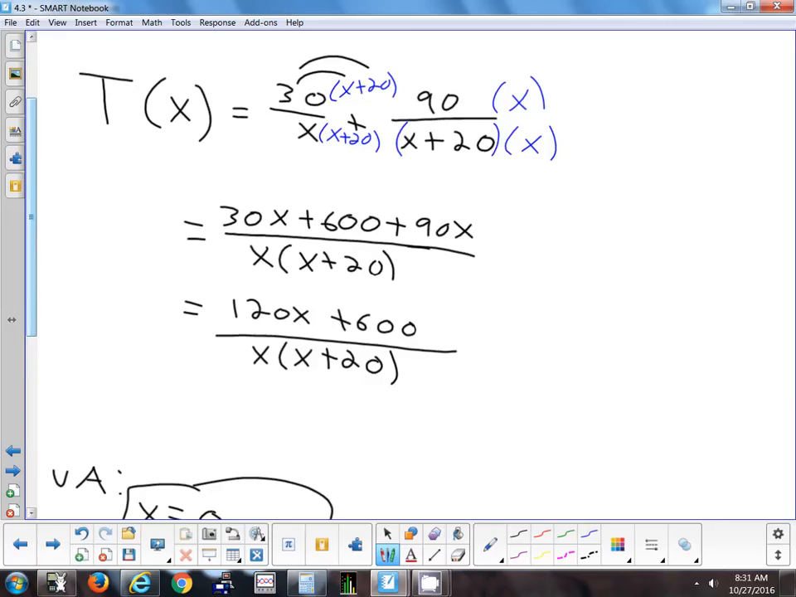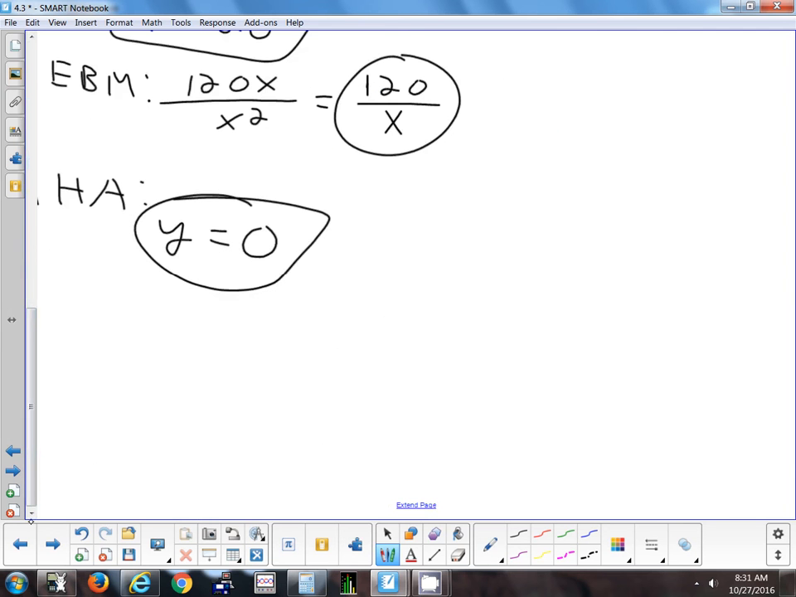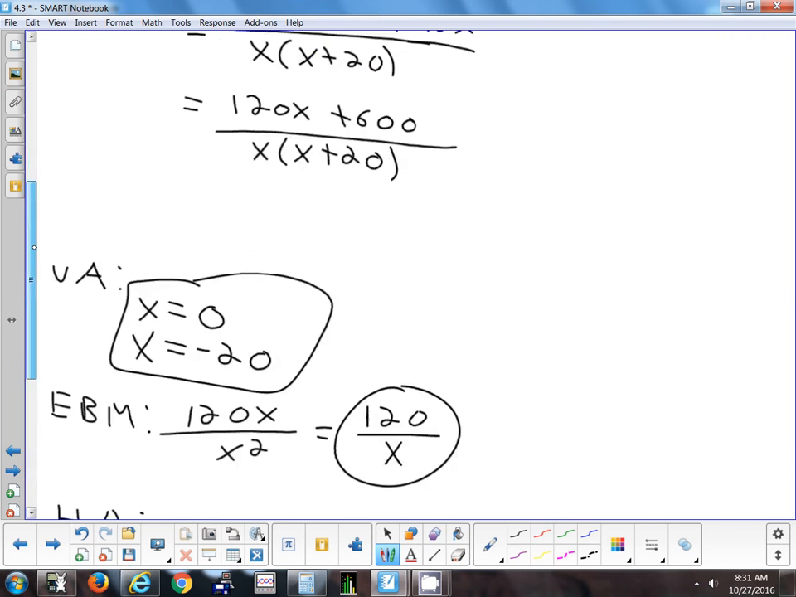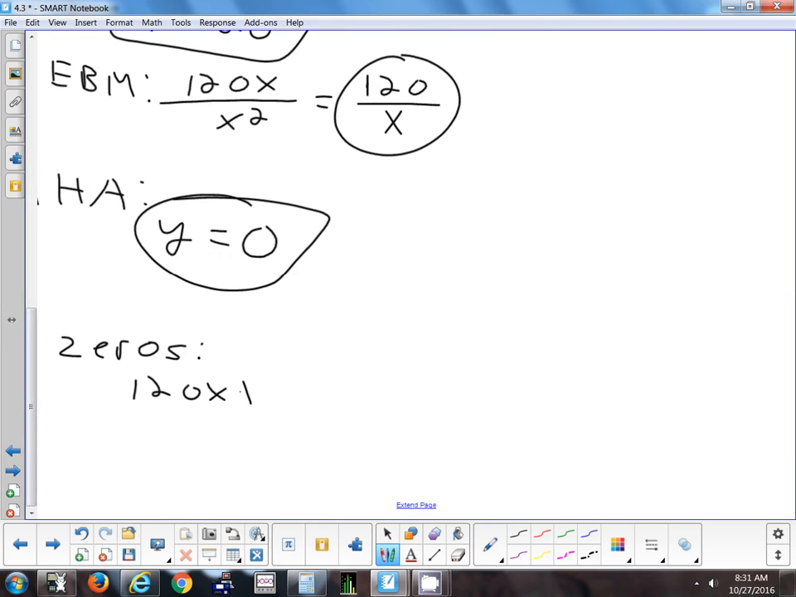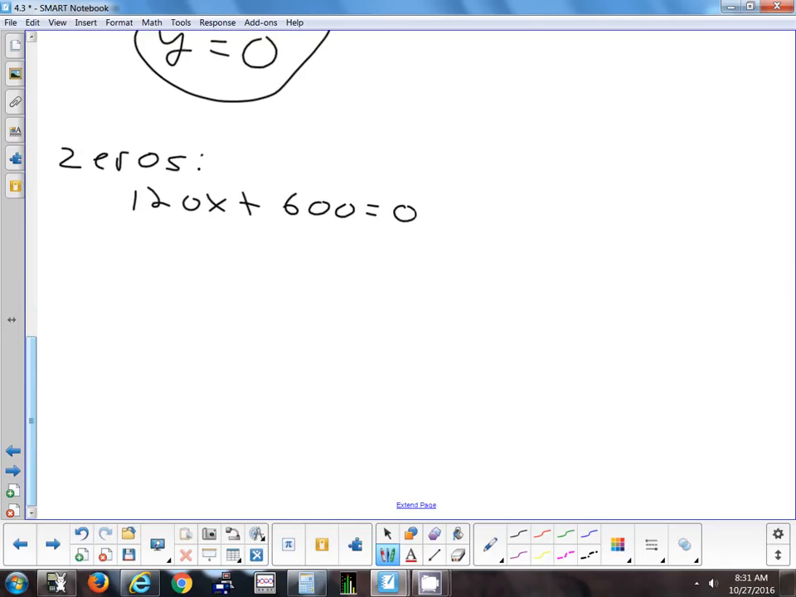Right. So to find the zeros, or where it crosses the x-axis, that's where your y value is 0. So basically, if you set that fraction equal to 0, what's the only way a fraction can equal 0? If the top is 0. Okay, so to find my zeros, just set the top equal to 0. So 120x plus 600 equals 0. And where is this graph going to cross the x-axis?